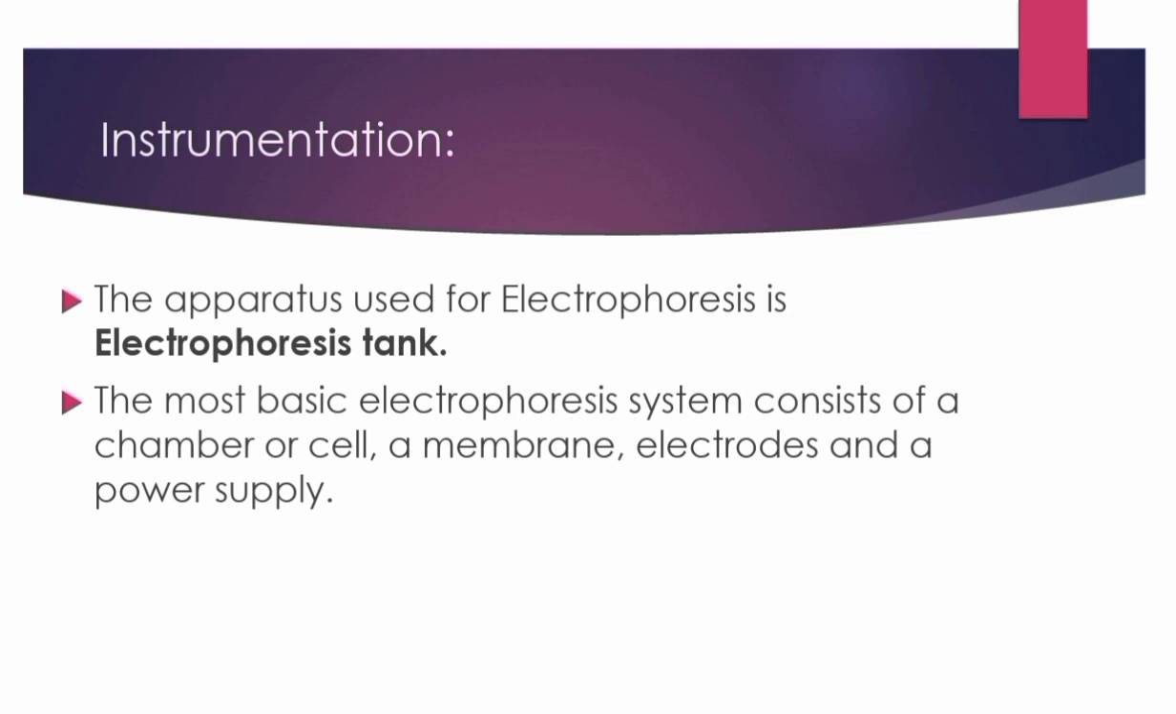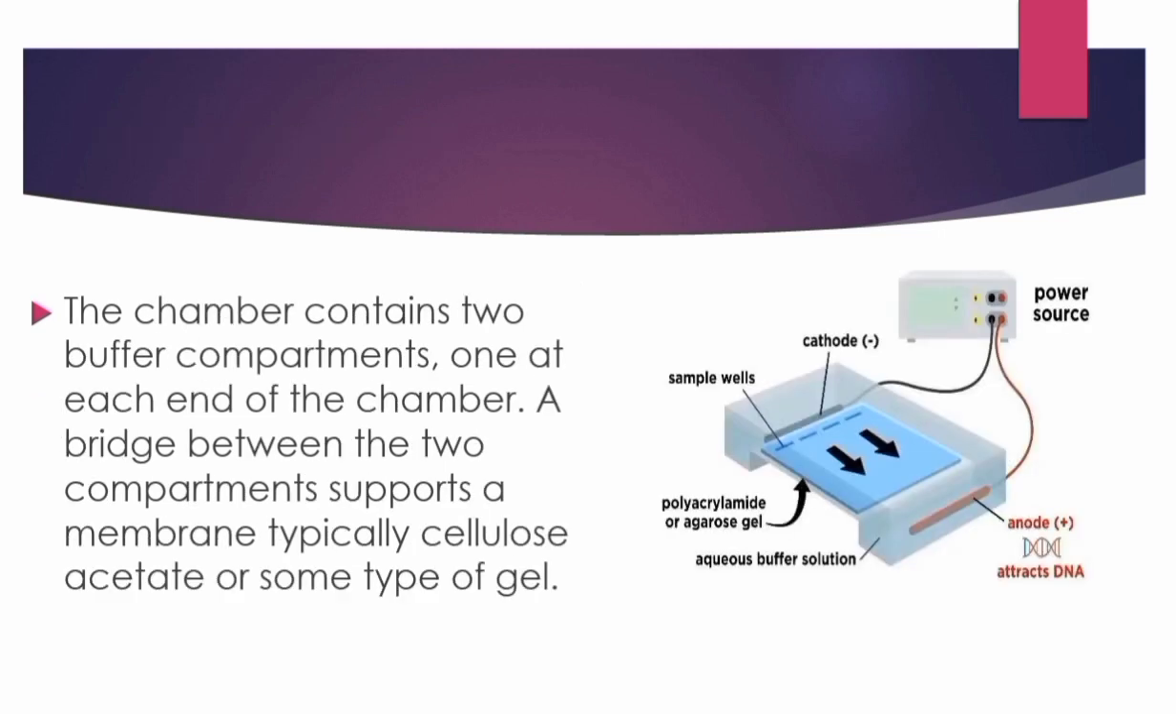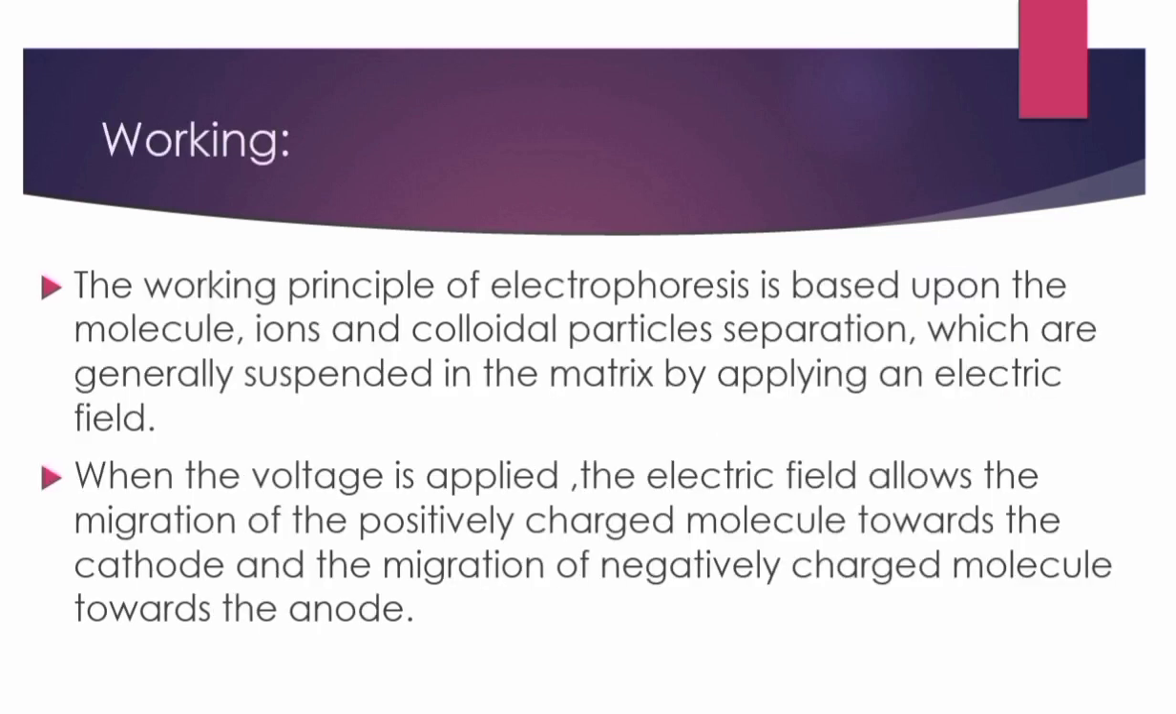Instrumentation. The apparatus used for electrophoresis is the electrophoresis tank. The most basic electrophoresis system consists of a chamber, a membrane, electrodes, and a power supply. The chamber contains two buffer compartments at each end of the chamber. A bridge between the two compartments supports the membrane, which typically consists of cellulose acetate or some type of gel like agarose.